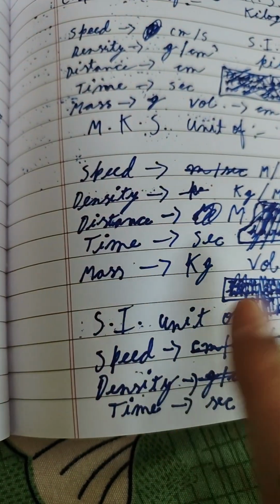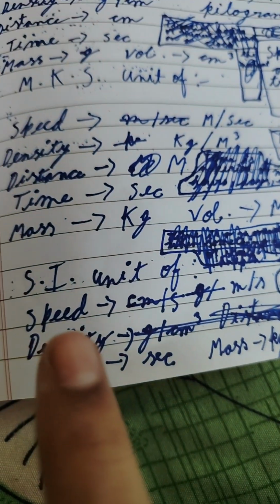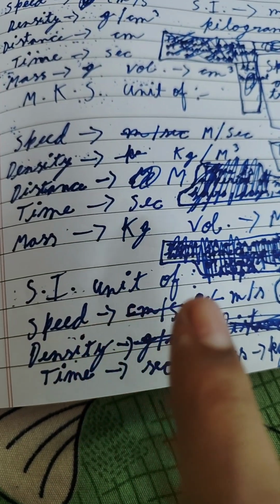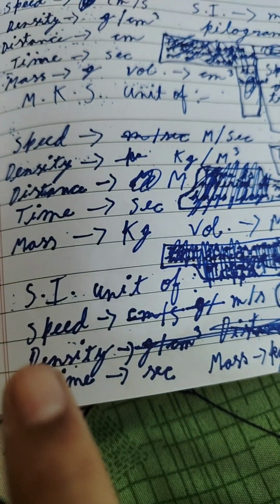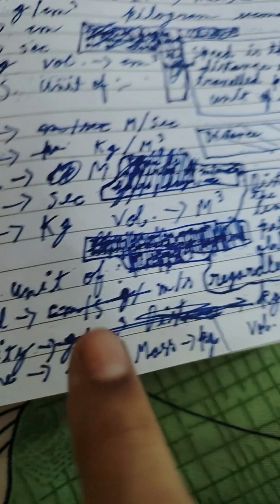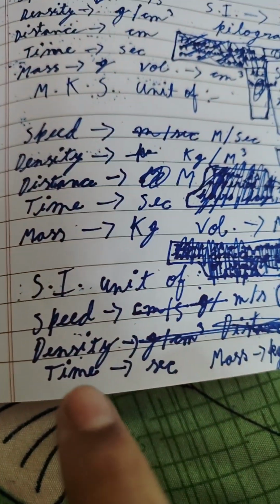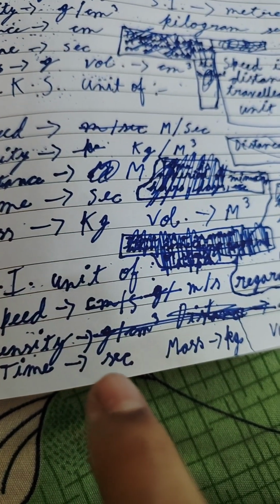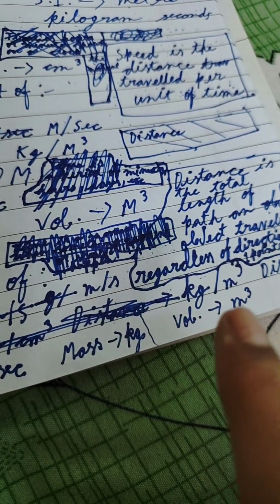Now SI unit of speed. Speed is equal to meter per second. Now you can see that the first letter is in small. Density is equal to kilogram per meter cube. Time is equal to second. Mass is equal to kg. Volume is equal to meter cube.